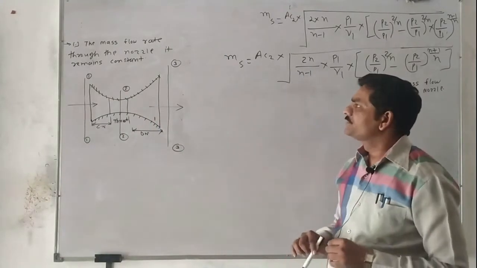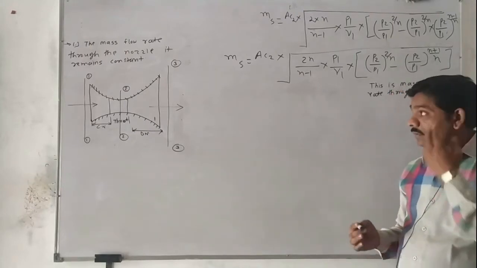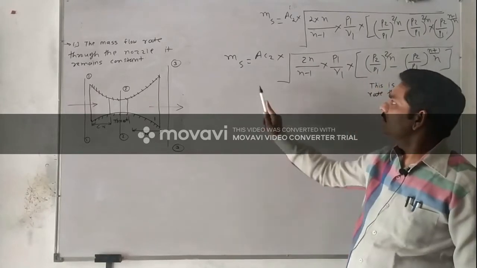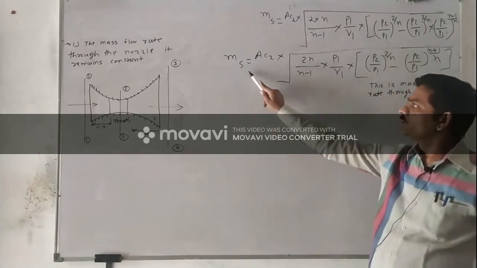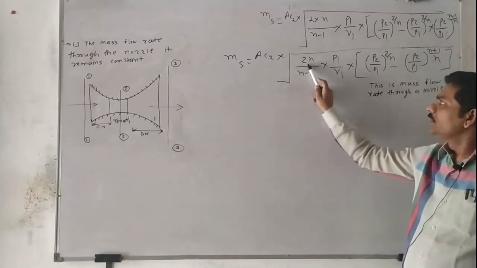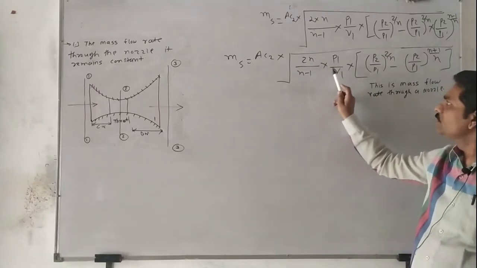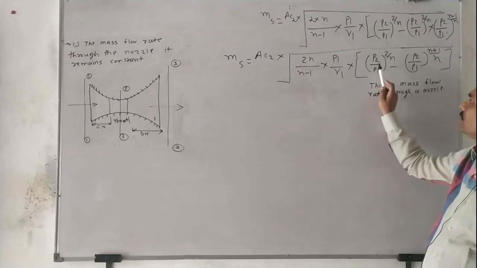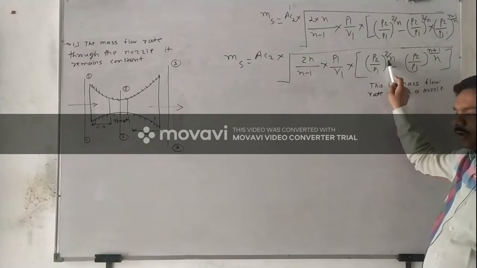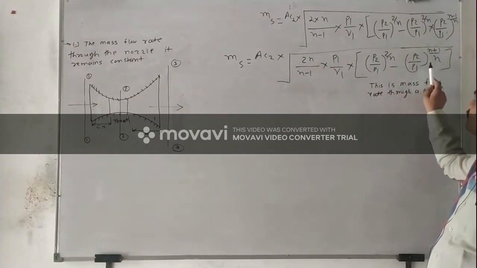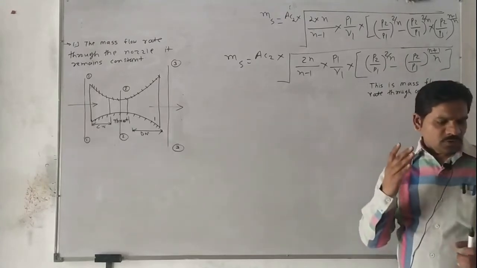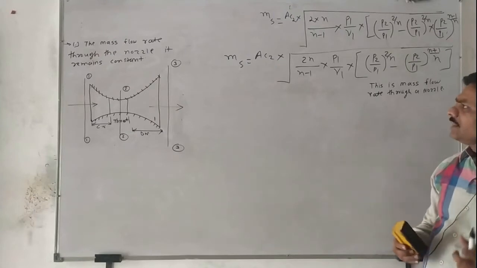In previous topics, we derived the equation for the mass flow rate through the nozzle. What is the equation? The mass flow rate through the nozzle is m = A_c2 × √[(2n/(n−1)) × P1V1 × ((P2/P1)^(2/n) − (P2/P1)^((n+1)/n))]. Okay, so now we have to do another derivation.